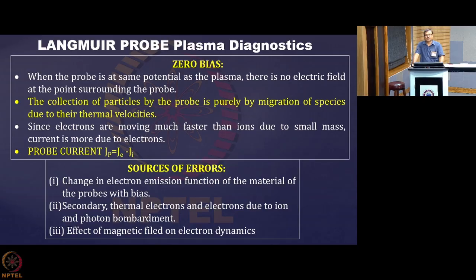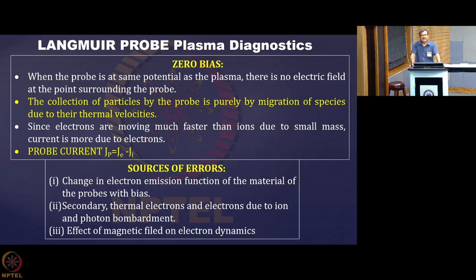Now here I should warn you that there are different sources of error. This is because of the change in the electron emission function of the material of the probe with bias. That may cause some error, because you are dealing with the electron dynamics, the movement of electrons, and thermal electrons and secondary electrons, and electrons due to ion and photon bombardment. That may cause some electrons to be contributed which go unaccounted in the current that you are measuring. So that may introduce some source of error.